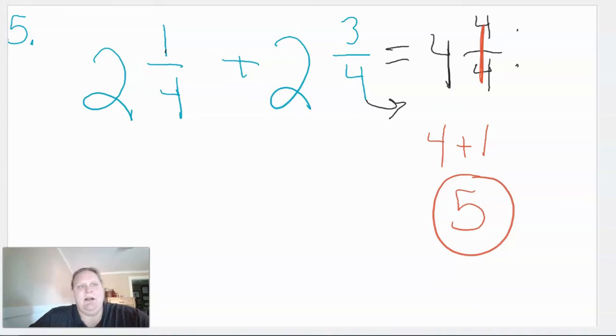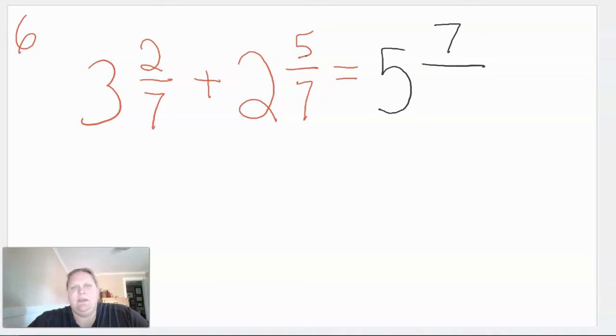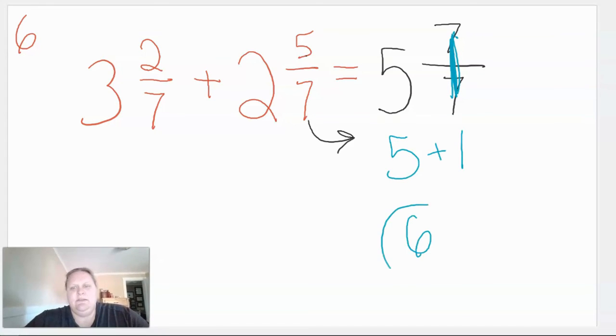So let's try that out on question number 6. Okay, I'm going to give you a second. Go ahead and answer this question. Three plus 2 is 5. 2 plus 5 is 7. And we slide over the denominator. Now, what's the next thing we need to do? Think in our head that this numerator and denominator are the same, so it's equal to 1. So 5 plus 1 is 6.